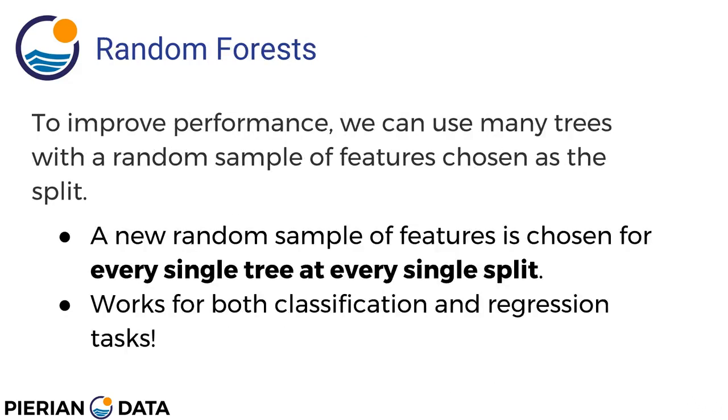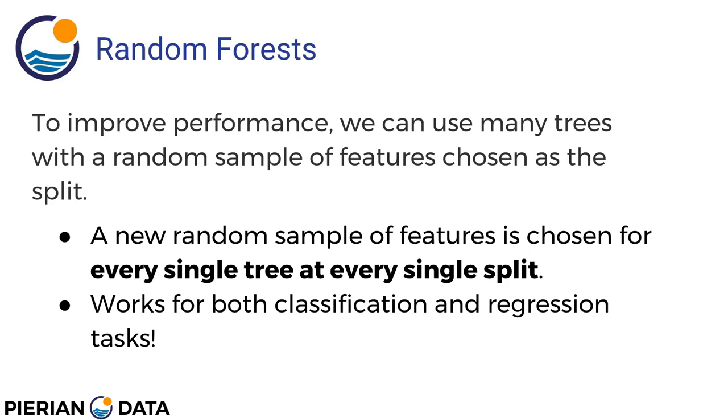Now the methods we just discussed refer to decision trees, but we can try to improve performance by incorporating a random forest. What we can do is use many trees with a random sample of features chosen as the split, where a new random sample of features is chosen for every single tree at every single split.